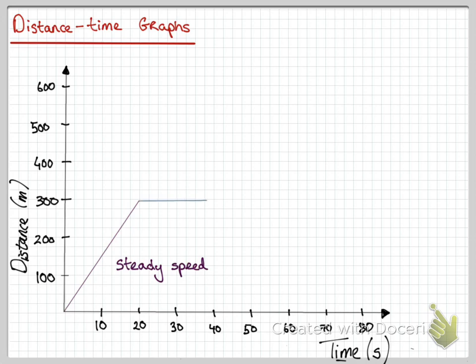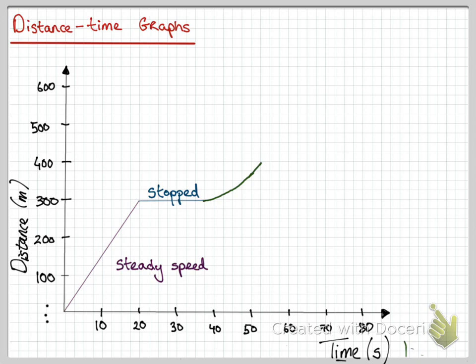If you get a flat line across your graph, this represents that the object is not moving, or it's stationary. If we look at our y-axis, you can see that the line is in line with the 300, so the car wouldn't have gone past 300 meters. It has stayed there for 20 seconds.